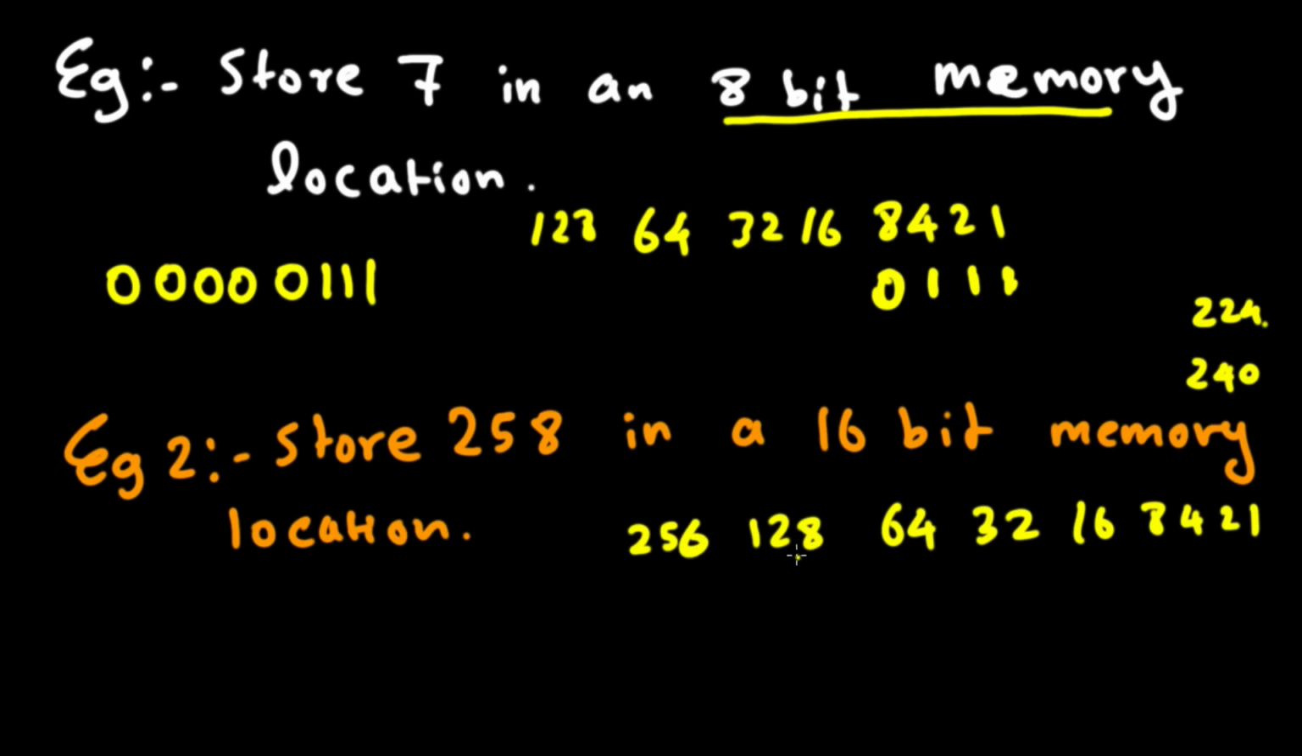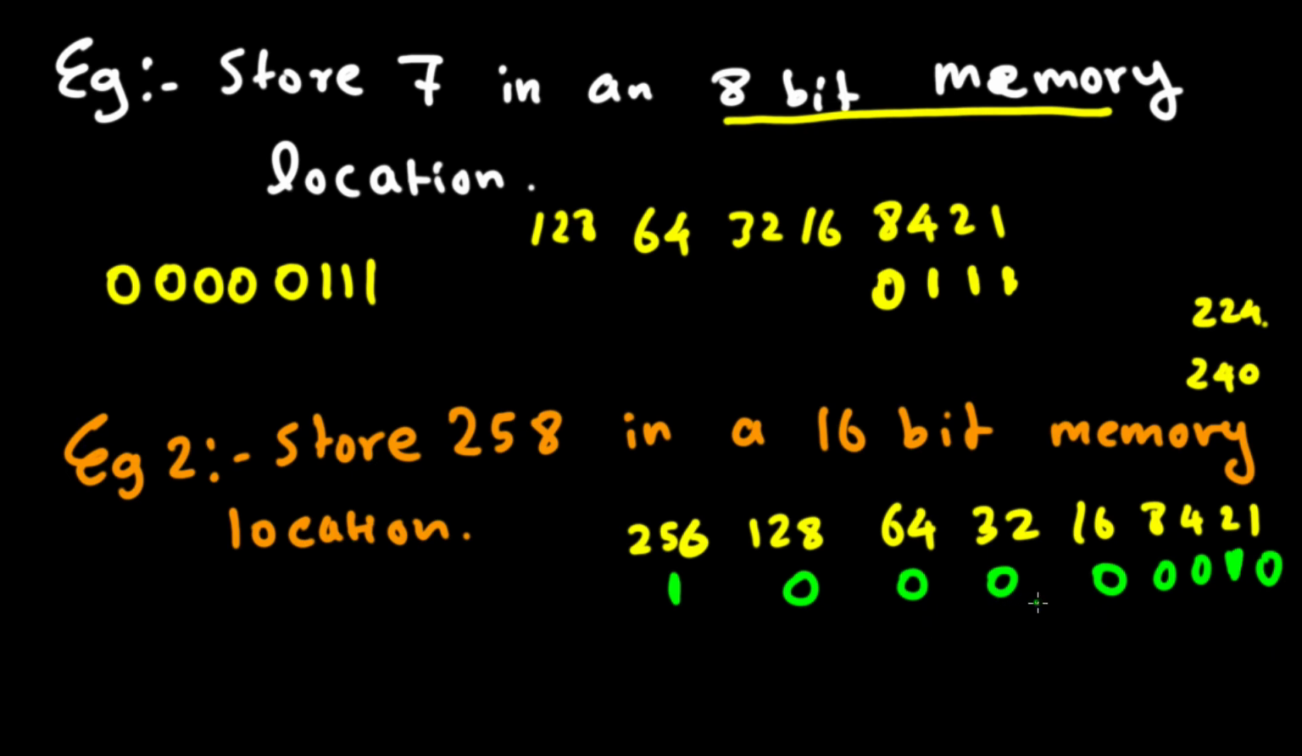What is 256 plus 128? 384. Actually, I made a mistake. This is 256. It's actually straightforward. I don't even have to think about this. 256 and 1, 2. That will make 258. For the others we just put a 0.